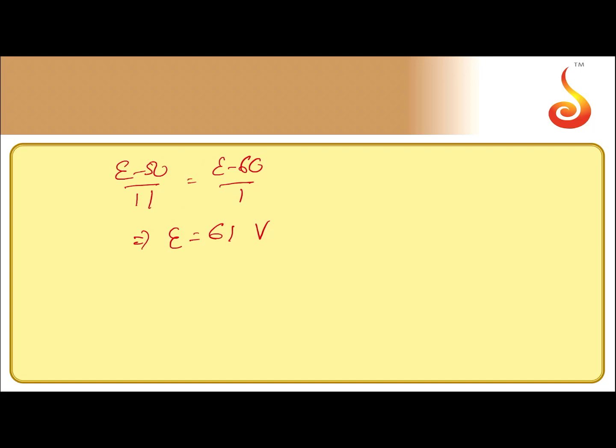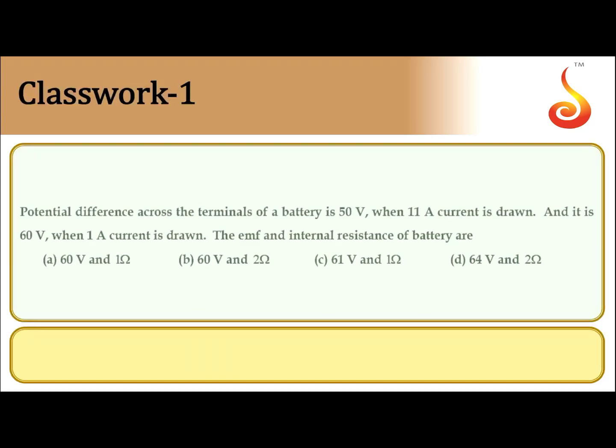And we can choose the first equation. Internal resistance R, which is equal to R1, is E minus 50 divided by 11, 61 minus 50 divided by 11, that gives us internal resistance R is equal to 1 ohm. So, 61 volt and 1 ohm are the values. C is our correct choice.